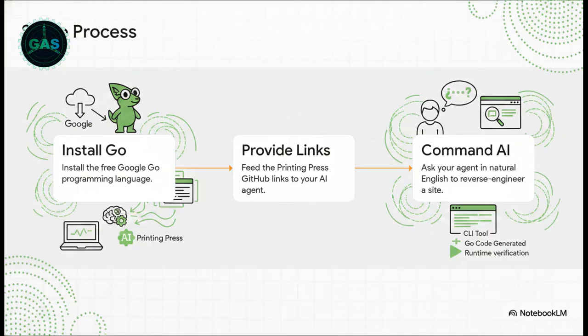The setup process here is remarkably simple for anyone. First, install the free Go programming language made by Google. Second, provide your AI agent, like Claude Code, for example, with the Printing Press repository links. And third, just ask it in natural English to reverse engineer a target site into a fast CLI tool for you. That's it. You do not need to be a senior developer. The AI does all the heavy lifting.